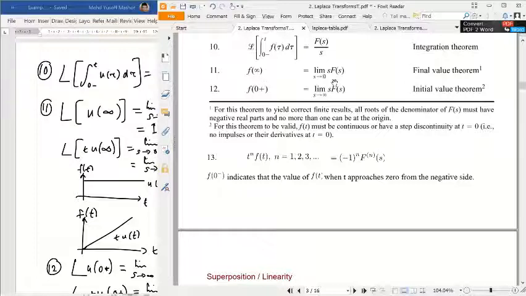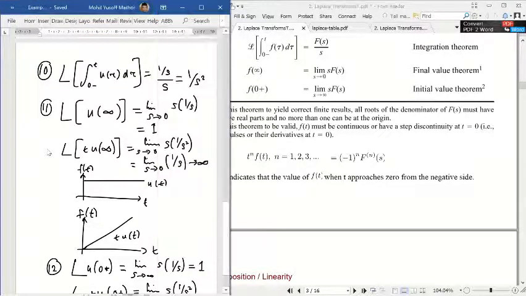Okay, let's try this final value theorem. That means we want to know what is the value of the function in the time domain when time is infinity. In the Laplace domain, as I say, it is very easy. That's why we need the Laplace domain. If you want to know the final value of the function in the time domain, you take the Laplace equivalent of that function, multiply with the s, and then set the limit approaching 0, and you're going to get the final value.